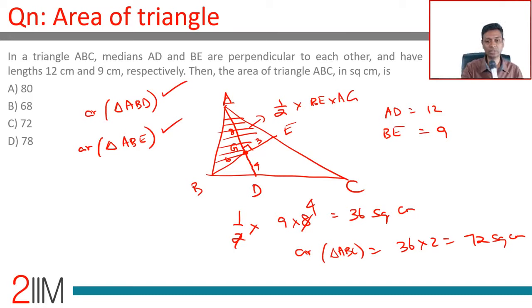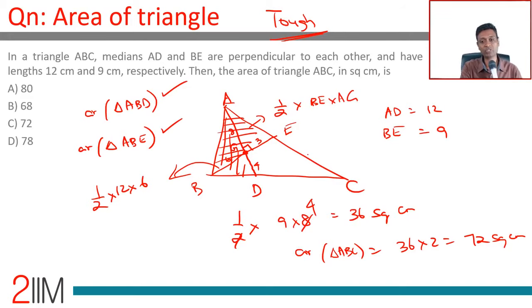The other way of doing this, taking the area of triangle ABD as half into 12 into 6: 36 into 2, 72. Meeting point of medians is centroid. Centroid divides median in the ratio 2:1. The median divides a triangle into two triangles of equal area. Those are the ideas we are using here. Once again, a wonderfully tough question, once again one that I struggled with, but beautiful. The moment you pick that centroid divides median in the ratio 2:1.